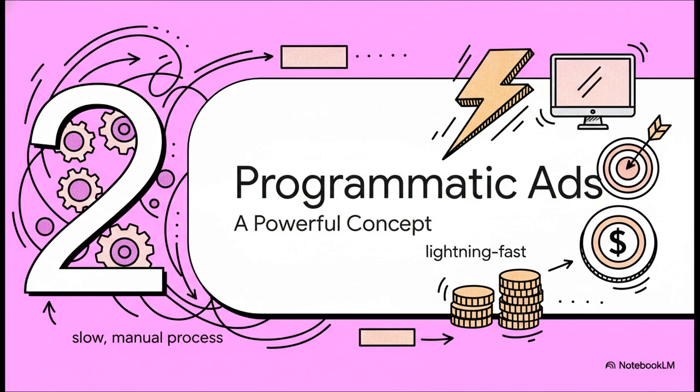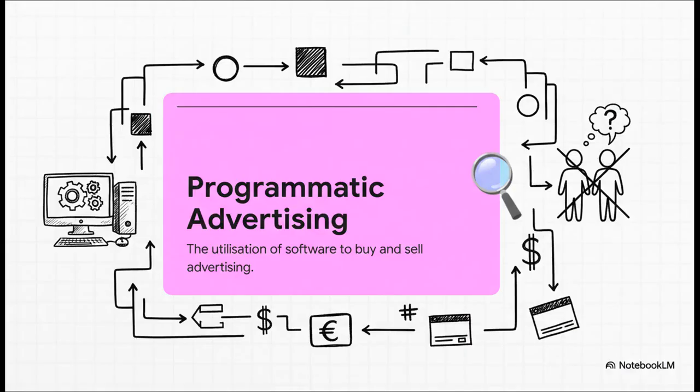So, how did we get from that slow, clunky process to the lightning fast system we have today? Well, the answer is one single, really powerful concept: programmatic advertising. At its heart, the definition is actually surprisingly simple. It's just using software to buy and sell ads. That's it. Instead of people haggling over deals, computer programs do all the work automatically. But don't let that simple definition fool you. It hides a whole world of complexity and power.